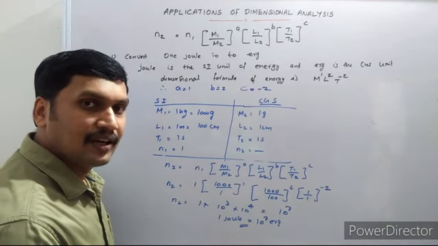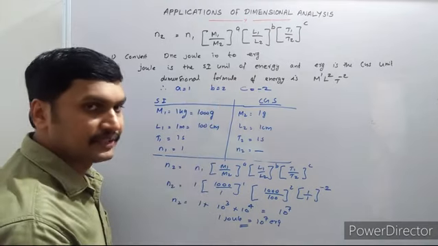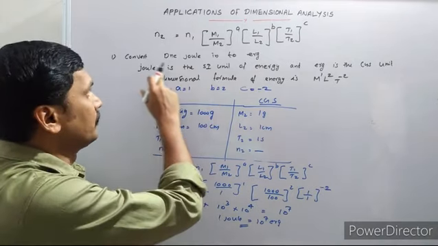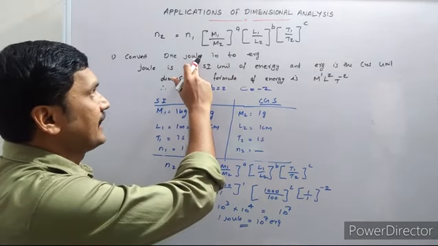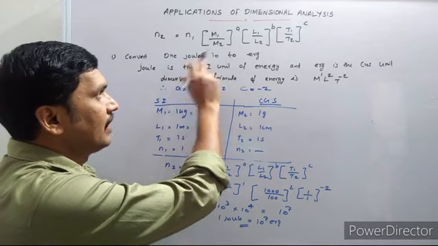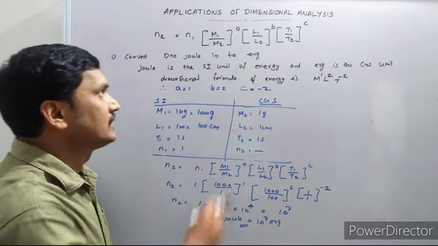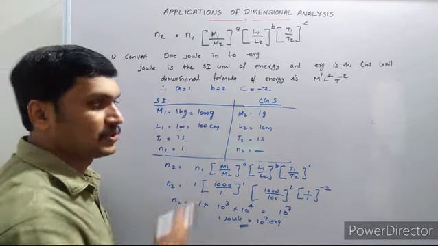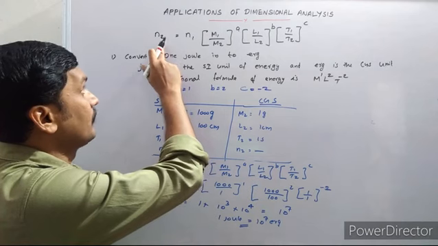Now let us see how to convert joule into erg. We have a question here: convert 1 joule into erg. We know that joule is the SI unit of energy and erg is the CGS unit of energy. We want to convert the SI unit system into the CGS unit system. For that we use this formula.